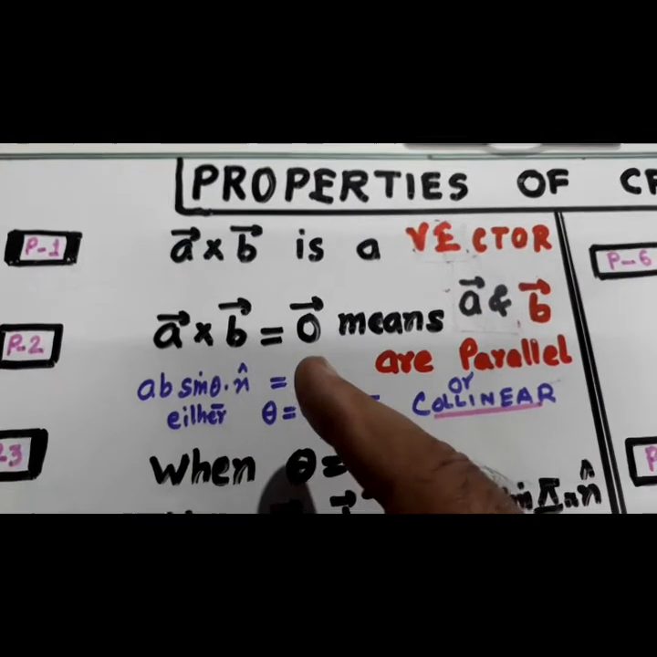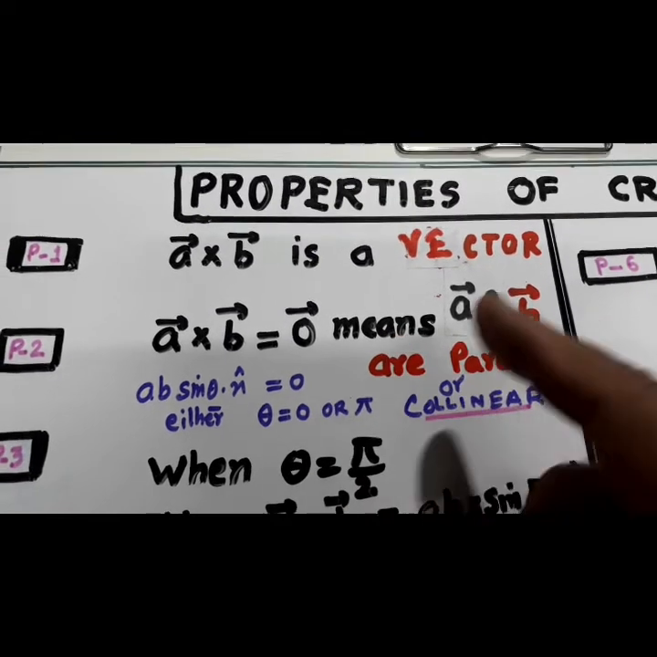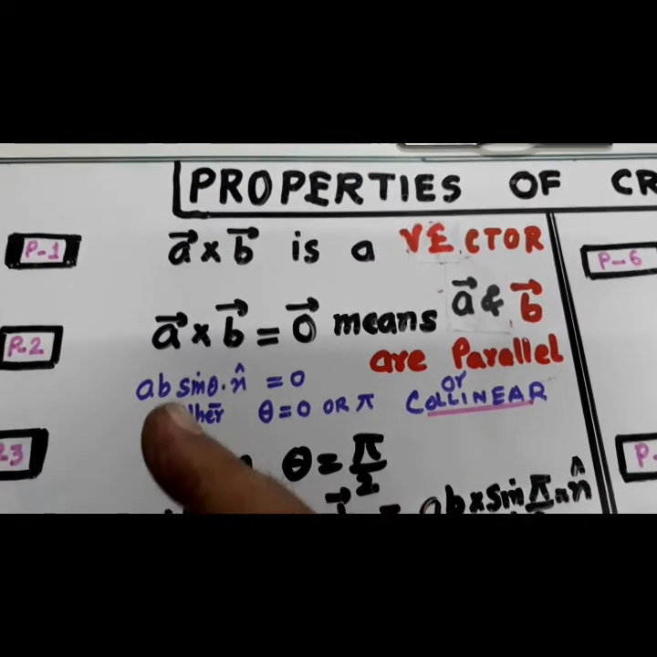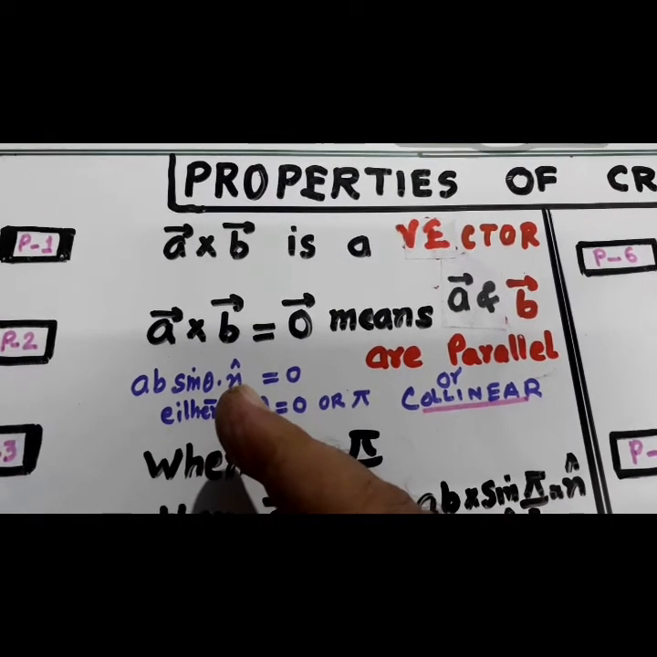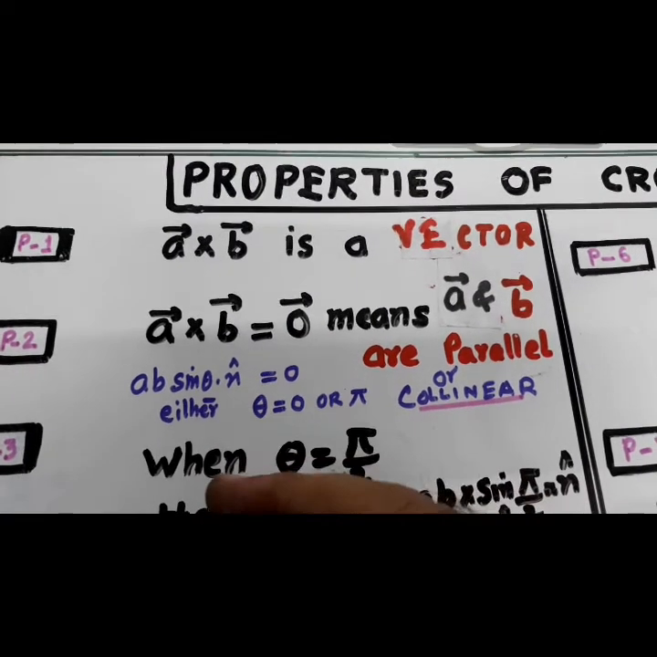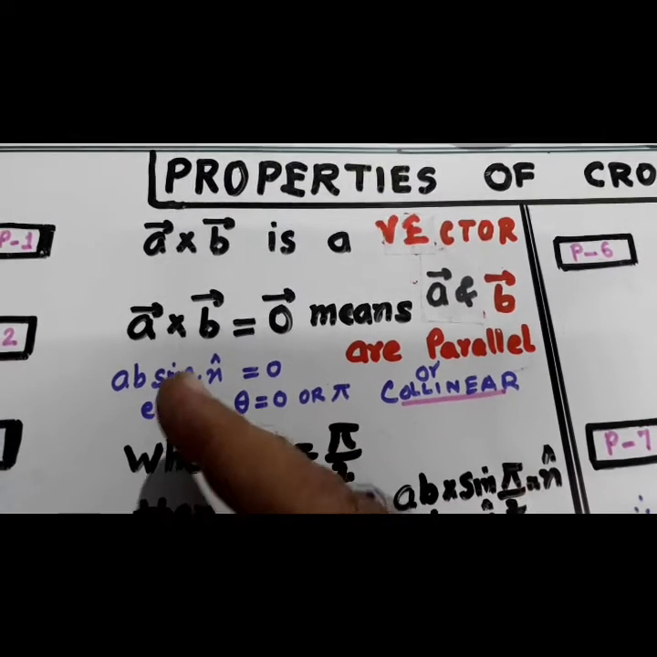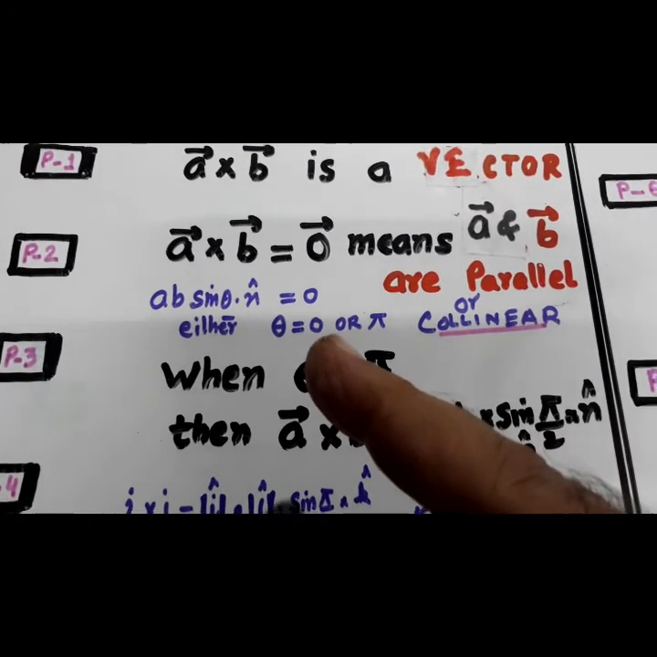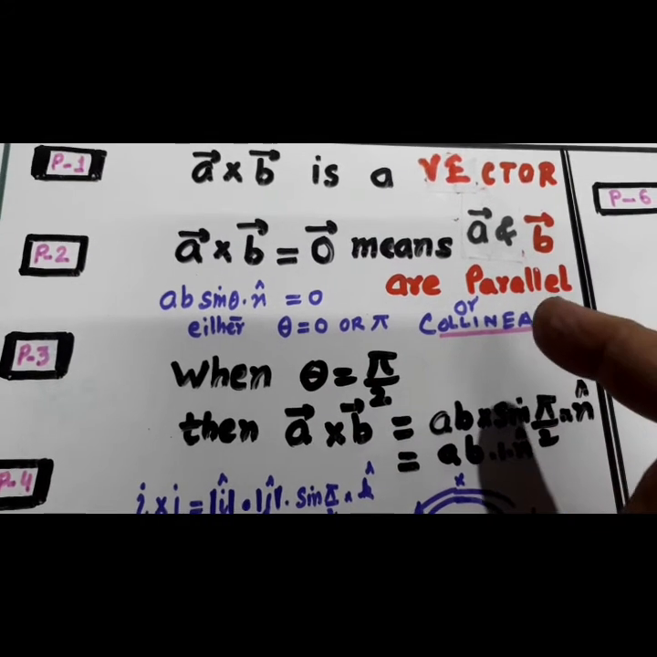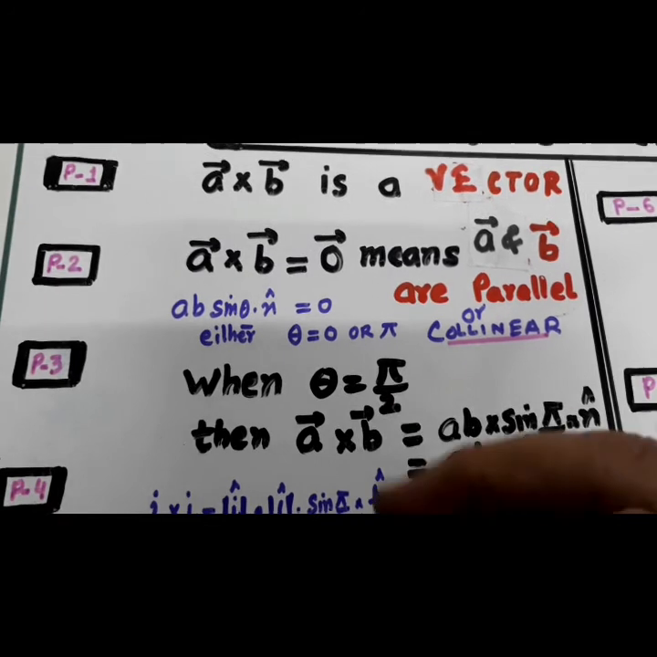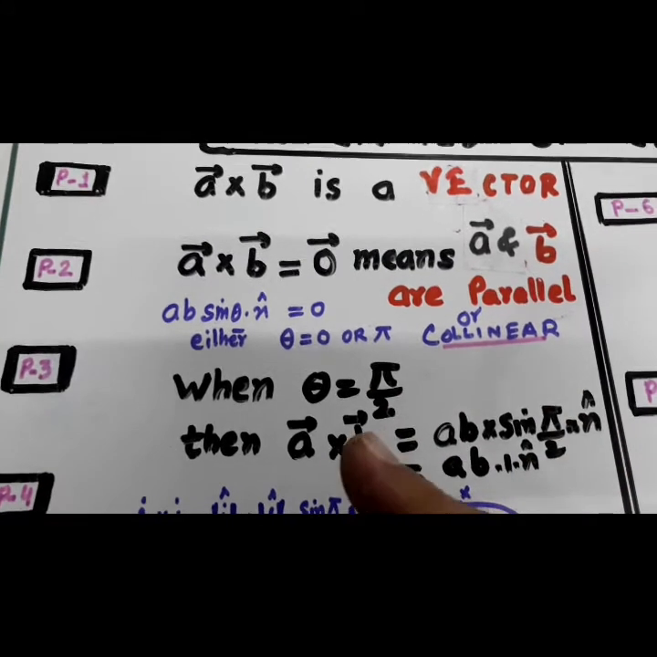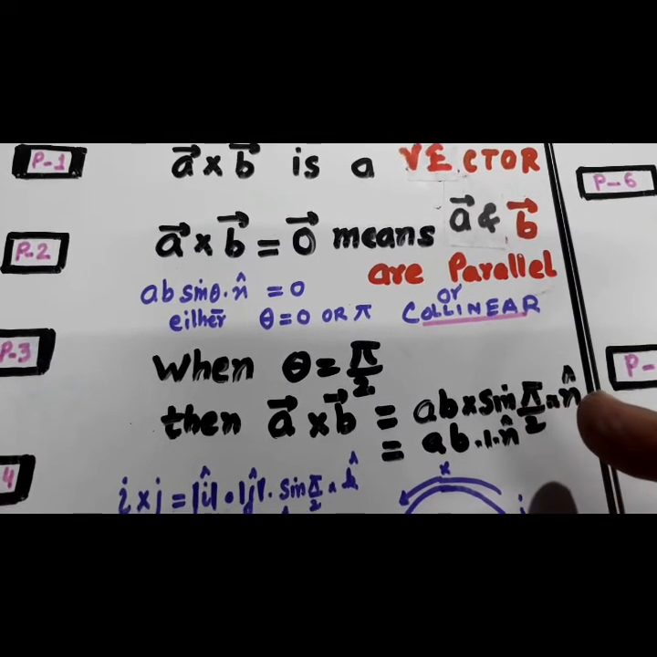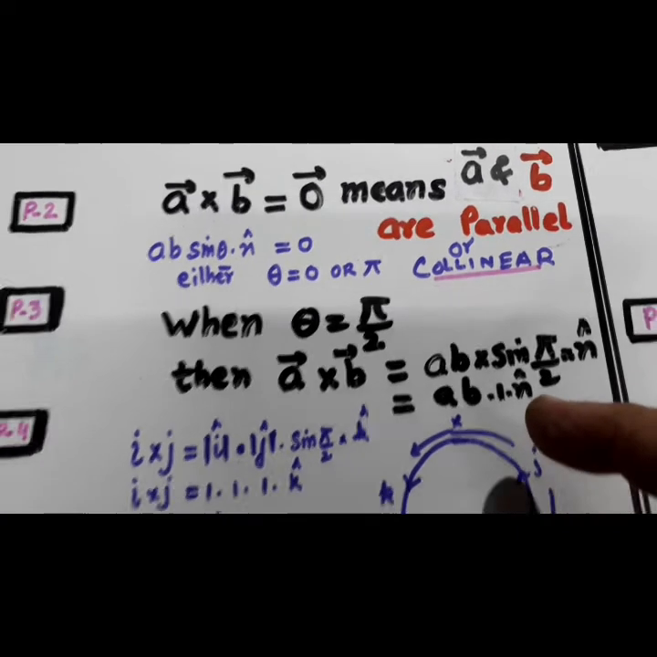A cross B will be 0. Means A and B are parallel. How are they parallel? A cross B is AB sin theta n cap. When it is equal to 0, it means either theta should be 0 or pi. It means when theta is 0 or pi, they are parallel or collinear. When theta is pi by 2, A cross B will become AB sin pi by 2 multiplied with n cap, AB n cap.